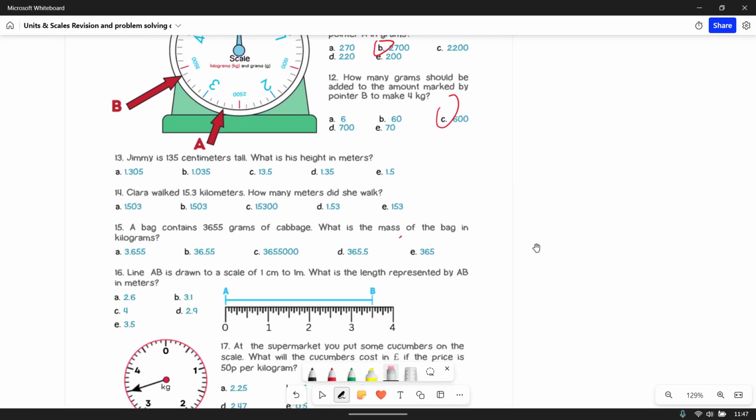Okay, 135 centimeters tall. What is the height in meters? 1.35. 13 is D.